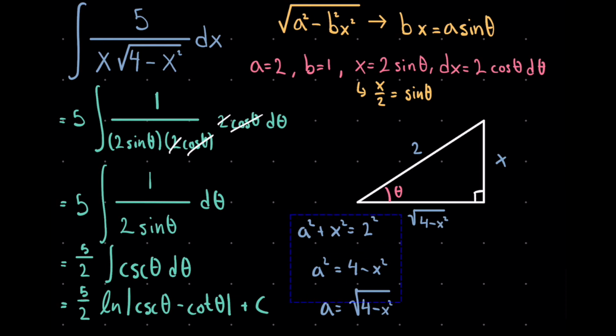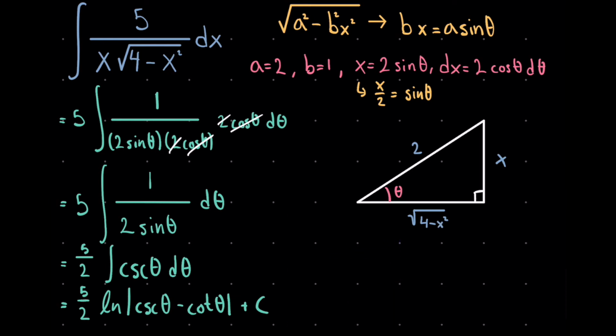So now let's use this information to find out what cosecant theta and cotangent theta are. Well, we know that cosecant theta is equal to 1 over sine theta, or sine theta to the power of negative 1. From above, we know sine theta is equal to x over 2. So this is equal to x over 2 to the power of negative 1. And this, by taking the reciprocal, is equal to 2 over x.